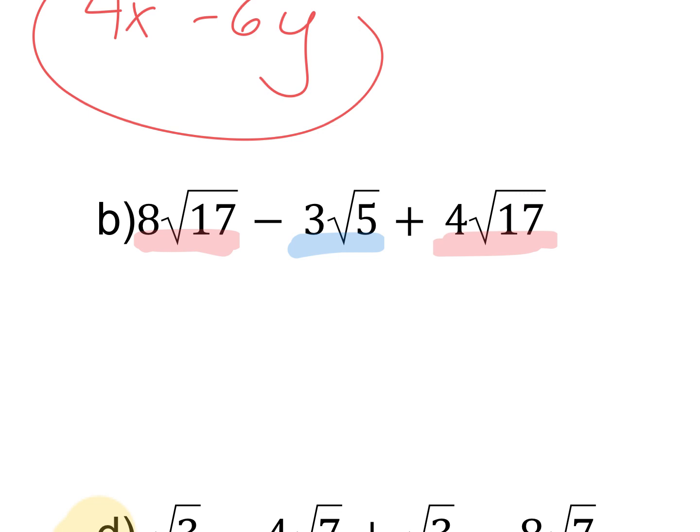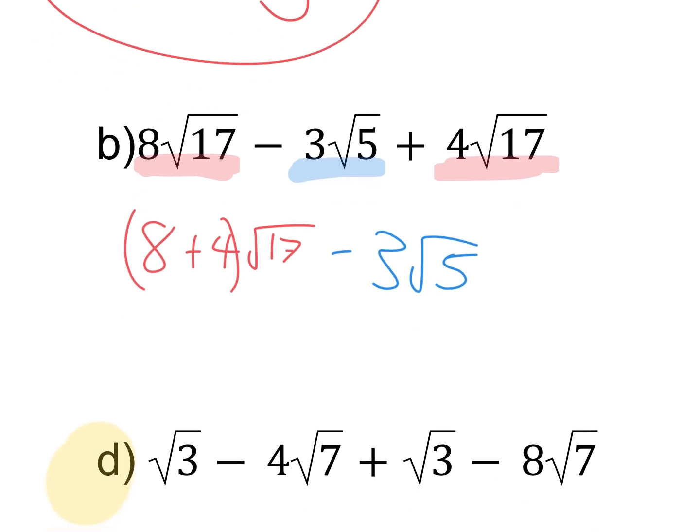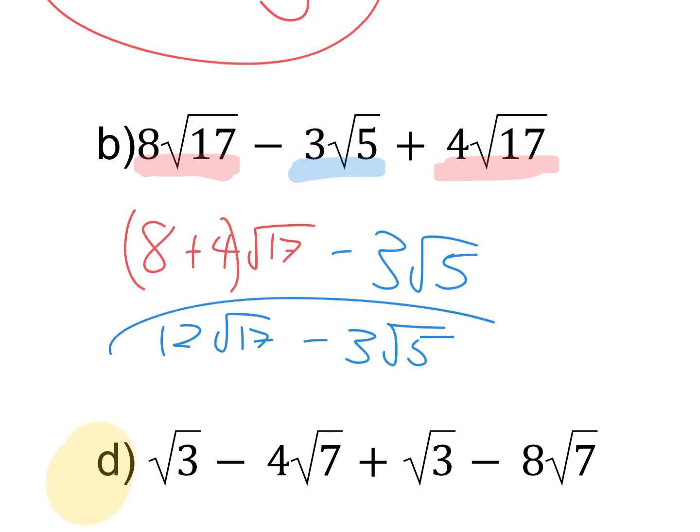So the way I do that is I will take their coefficients, 8 and 4. So it's positive 8 plus 4. And I will add those together, and my radical piece to that term will remain the same, square root of 17. And then I still have minus 3 square roots of 5. There's nothing I can combine that with, so that will stay by itself. So my final answer, 8 plus 4 gets me 12, and I have the square root of 17 with that, minus 3 square root of 5.